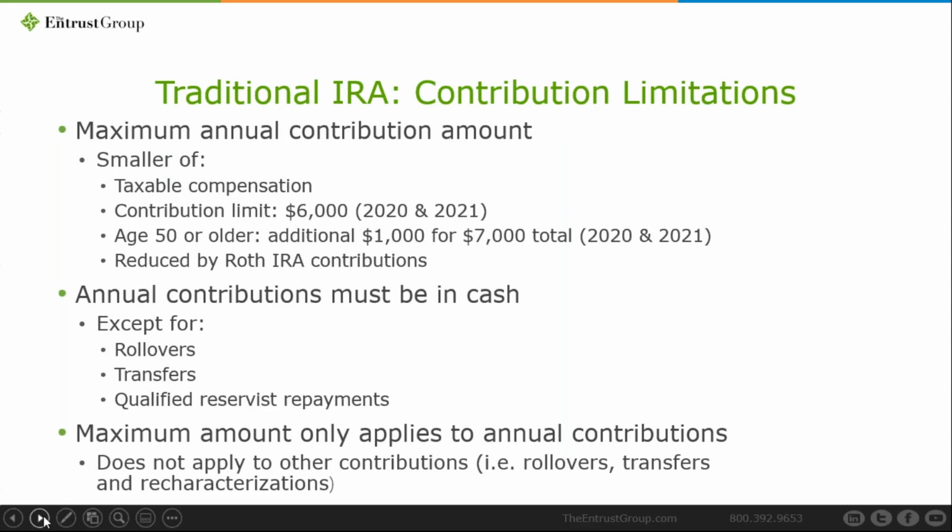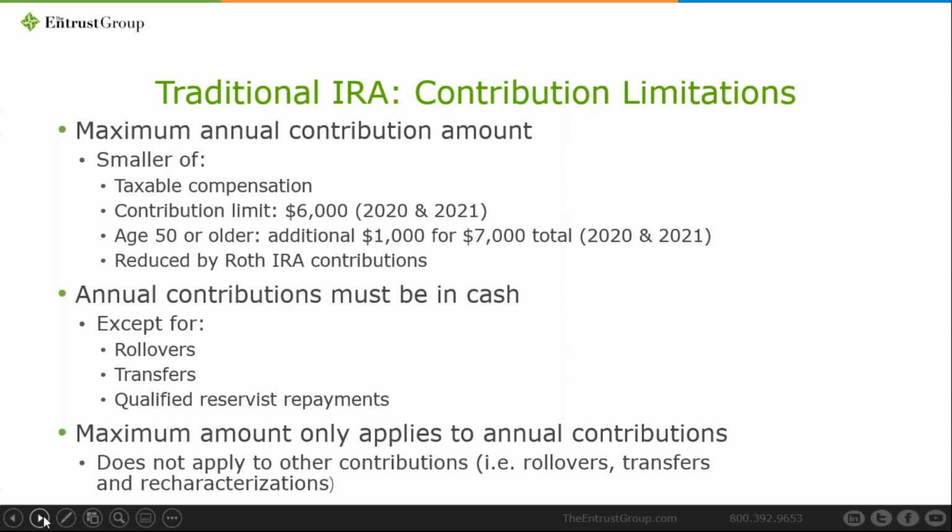The maximum contribution for 2020 and 2021. Why are we talking about 2021? Because they can still make a contribution for 2020 as well. In some cases, if they're under the age of 50, they make a $12,000 contribution, as long as they designate the initial $6,000 for the prior year and the other $6,000 for the current year. Then they could actually dump $12,000 if they're eligible for that at the same time.